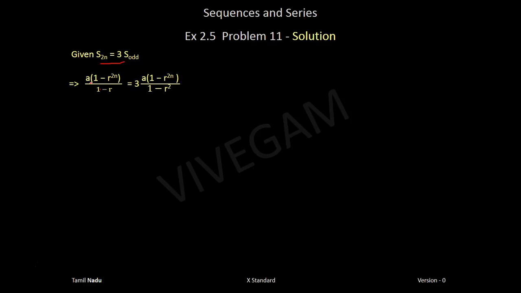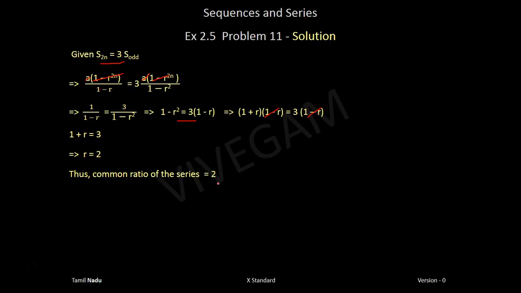Now if you look at this carefully, this a and a will cancel and this whole thing will cancel. You will be left with 1 by 1 minus r, and here you will be left with 3 by 1 minus r square. And cross multiply, you will get 3 into 1 minus r will be equal to 1 minus r square. And what is 1 minus r square? You can apply the a square minus b square formula. So this will be 1 plus r into 1 minus r. That will be 3 into 1 minus r. Now what will happen? This 1 minus r will cancel. So 1 plus r will be equal to 3, or r will be equal to 3 minus 1, that is equal to 2. Therefore, the common ratio of the series is 2.